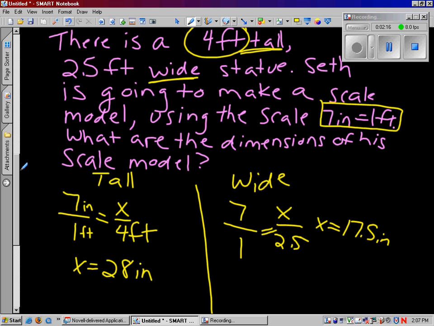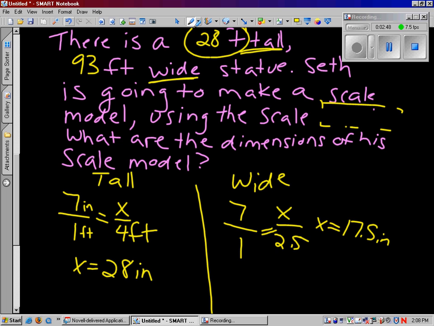Okay? Now, why don't you try one? And here's how we're going to do this. I'm just going to kind of switch up some numbers here for you. We're going to change that. And we're going to change this over here. And we're going to change this up here. Alright. Now, Seth is doing another model. This model, though, is 28 feet tall and 93 feet wide. It's a very odd-looking statue.